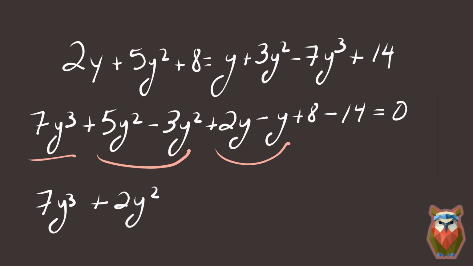2y and negative y are like terms. They both have y raised to the first power. Adding these like terms, we get plus y. 8 minus 14 equals negative 6. So I'd write this as 7y cubed plus 2y squared plus y minus 6 equals 0.